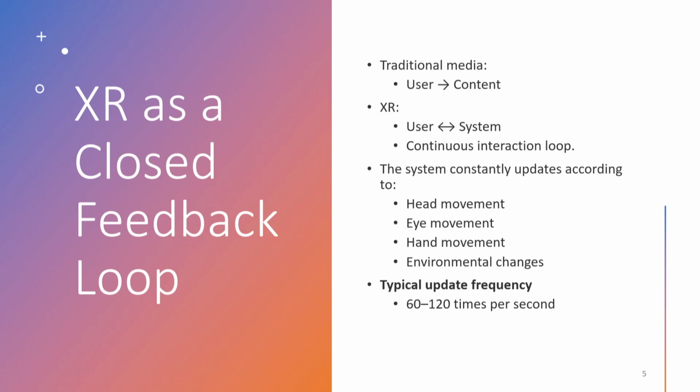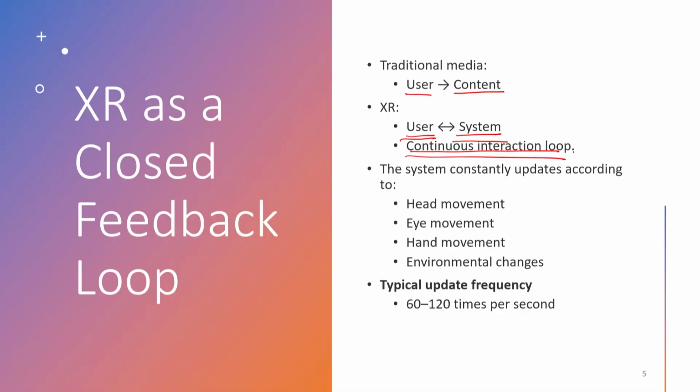We can think of XR as a closed feedback loop. In traditional media, you have the user and you have the content, and typically the user can only watch the content. For instance, in television, you can watch the content, okay. But in XR, you can interact with the content, you can interact with the XR system. The system takes your motions, takes your inputs into account and updates itself. So, there is a continuous interaction loop.